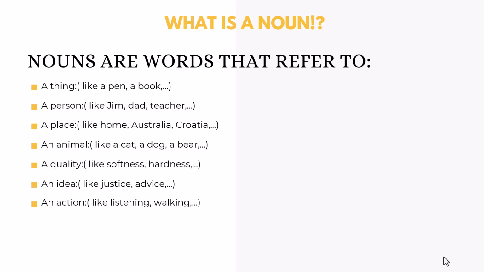They can refer to a quality, like softness or hardness of something, right? Like how hard is something, or how soft is something. They can also refer to an idea. You know, ideas are abstract. It means you cannot touch them or see them. They're in your mind, like justice or advice.